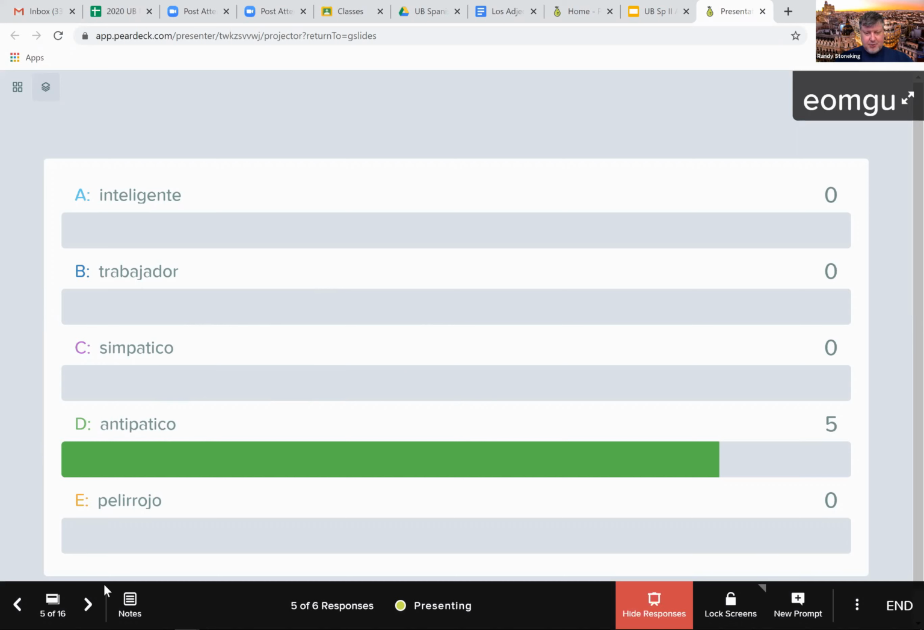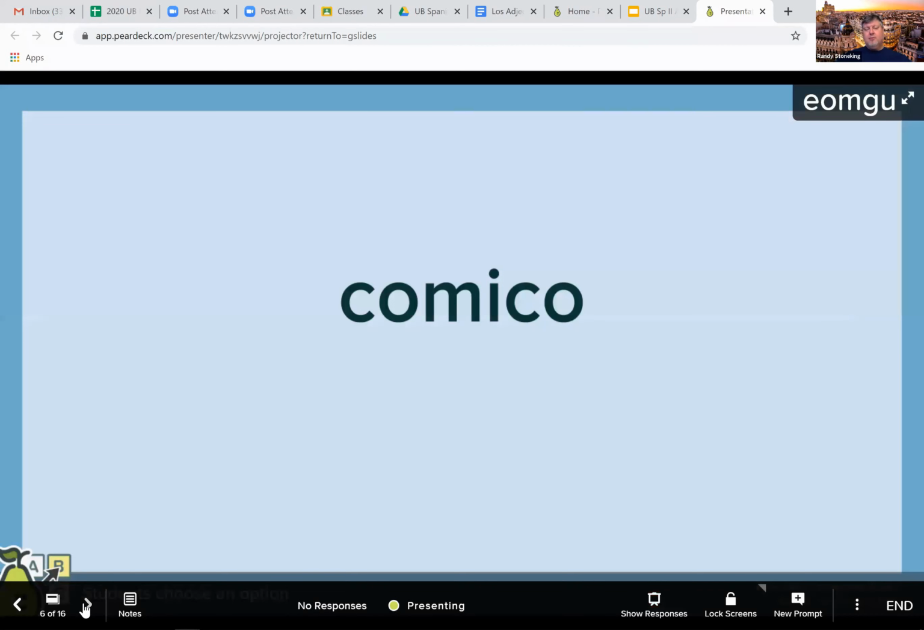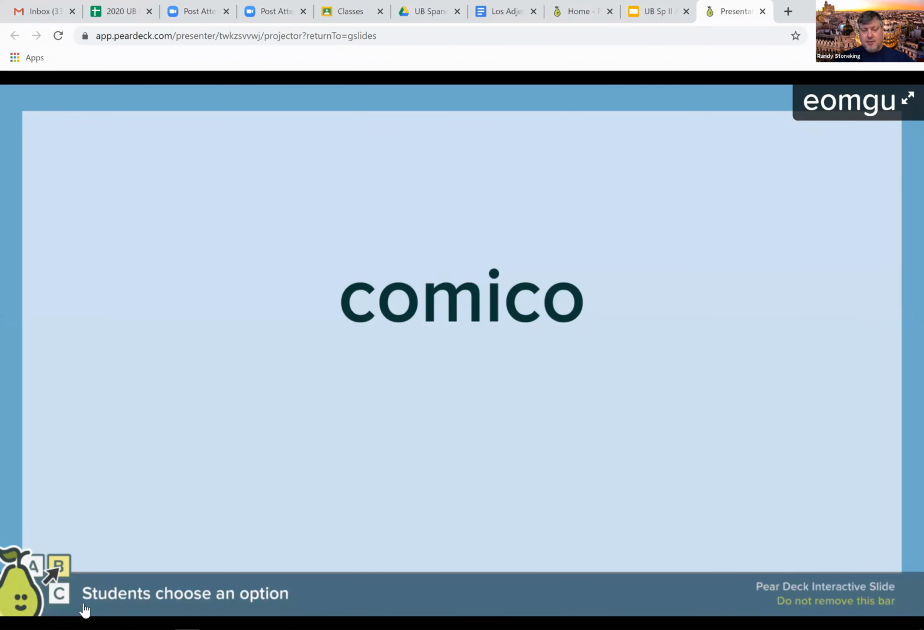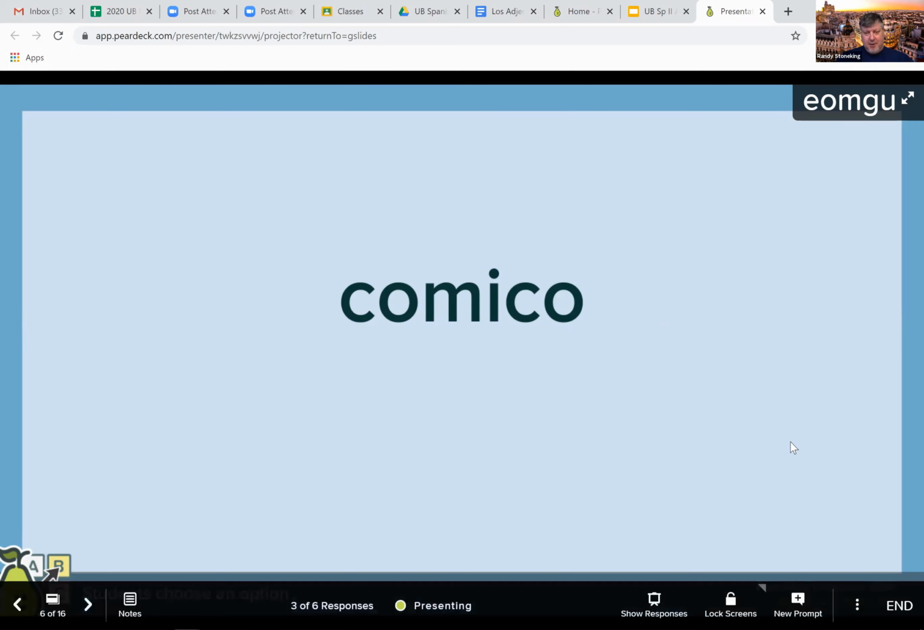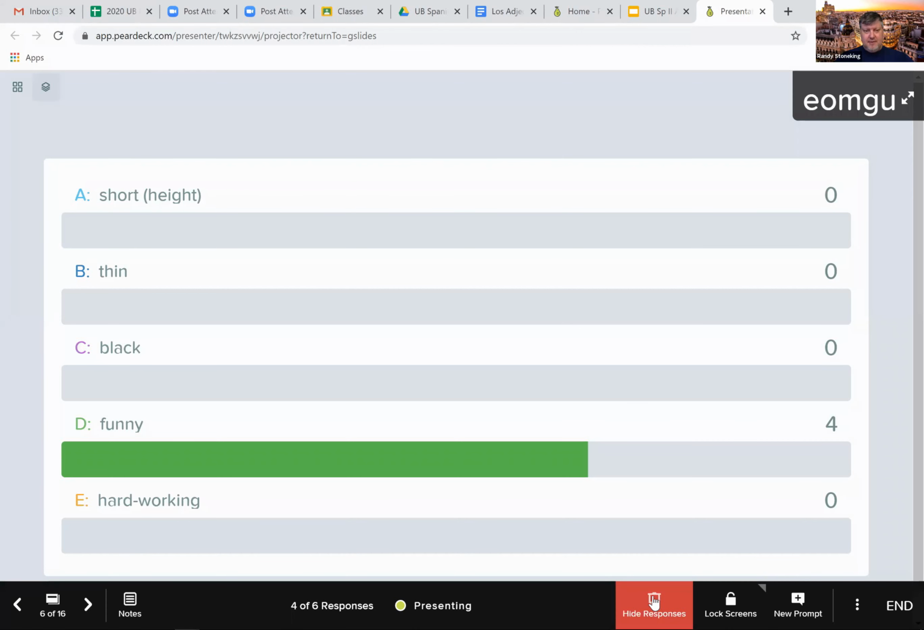All right, let's try. Let's hide your responses here. Let's try this one. Cómico. Cómico is easy, well, not easy, but it's one of those cognates where it looks pretty similar to what it is. Five, four, three, two. Let's see how we're doing. Cómico is, indeed, funny.